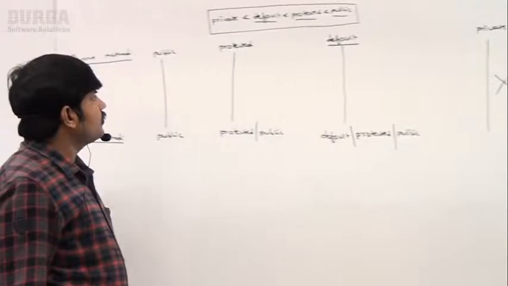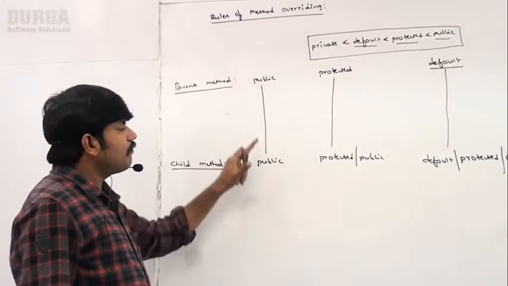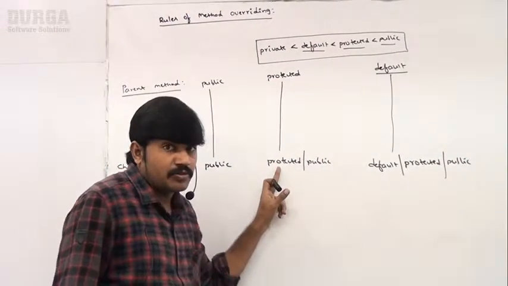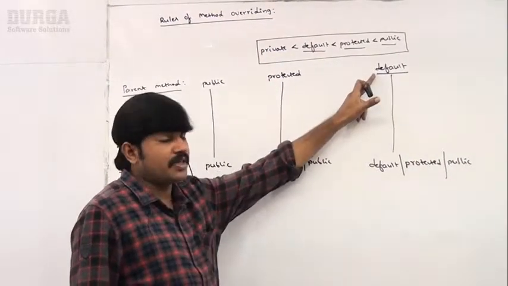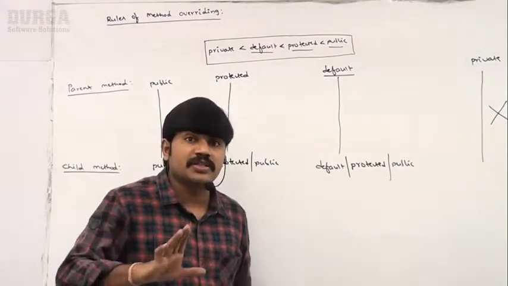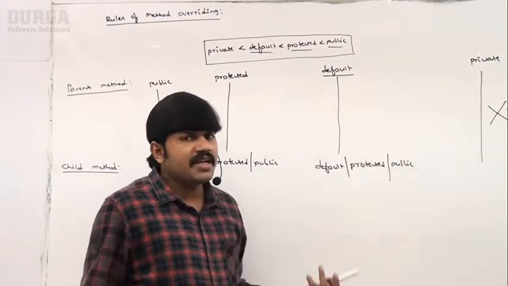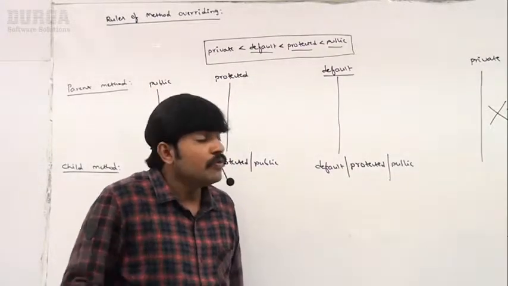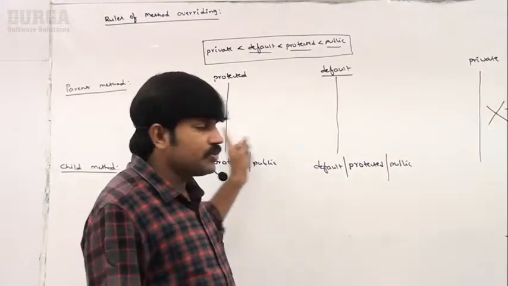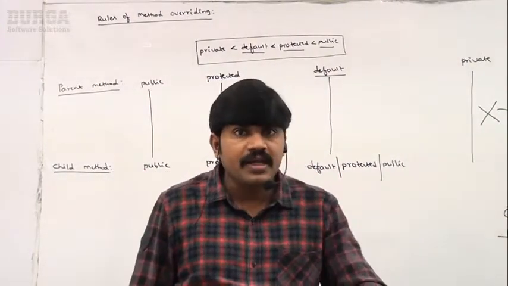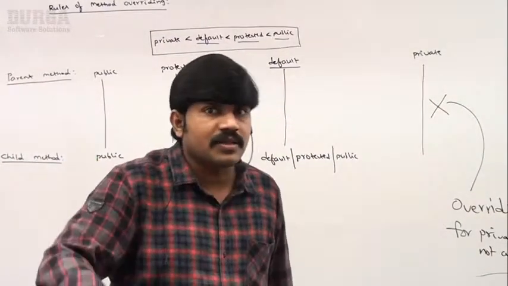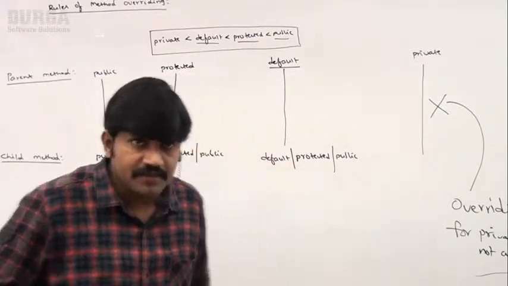Now observe, if the parent class method is public, the child class method should be public. If the parent is protected, the child method should be either protected or public. If the parent is default, the child method can be default, protected, or public. Private does not participate in overriding, so no rules are required. Only one rule you have to be aware of: while overriding, we can't reduce the scope of the access modifier, but we can increase the scope. Clear?